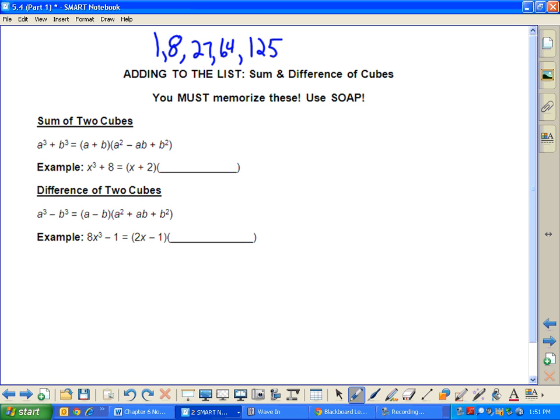Those are the numbers you're going to see. Variables you're going to see are like x cubed or z cubed, or we could do like 8x cubed, a combination of the two. So these are going to be the terms in your polynomial that you're going to have to factor. Please notice you must memorize these formulas. And then I have a little mnemonic device here, SOAP. SOAP refers to the signs in your parentheses. I'll talk a little bit more about SOAP in a second.